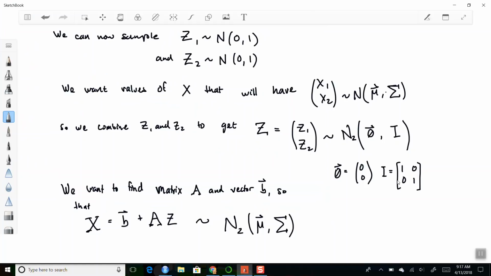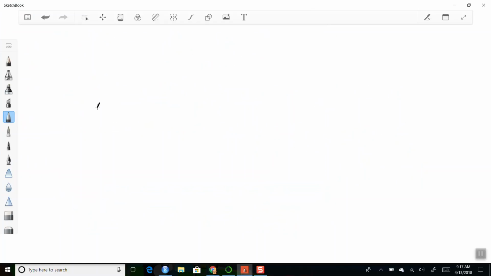All right, let's say our mean vector mu can be defined as the expectation of the random variable x. So mu sub x is the expectation of random variable x.